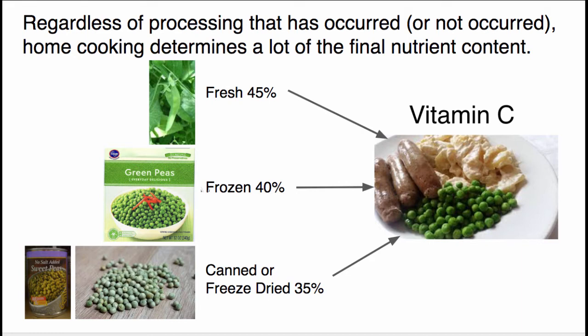Now this isn't that different. We can then look at canned or freeze-dried peas, and we see a loss of 35% of vitamin C. So this just indicates that regardless of the processing source of these food products, it's not a huge difference as compared to the final step that you do at home. And at the end of the video, we're going to look at some tips and tricks at home to try to preserve the most nutrients as possible in your food products.